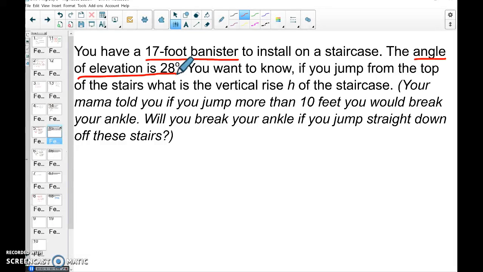Anytime you see angle of elevation or depression, you want to note that. You want to know what the vertical rise, h, of the staircase is, because your mama told you if you jump more than 10 feet, you would break your ankle. So we're going to find out if you happen to jump off from this height, would you break your ankle? Again, not necessarily something I would suggest, but it might not be a bad idea to figure out if it's going to happen if you decide to do something quite so silly as this.